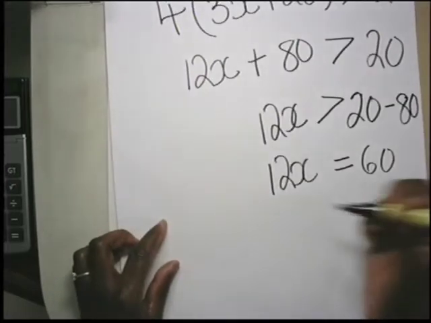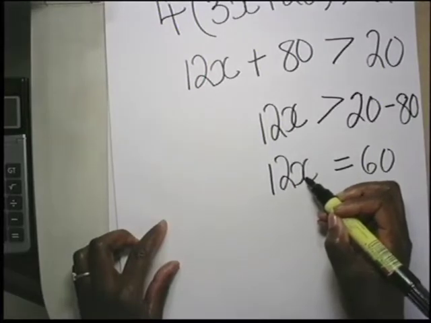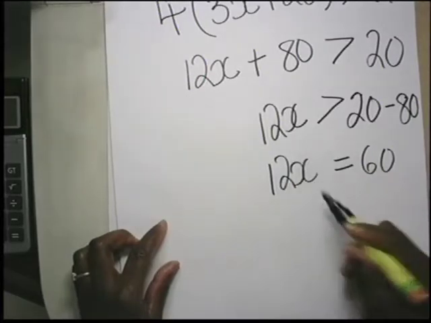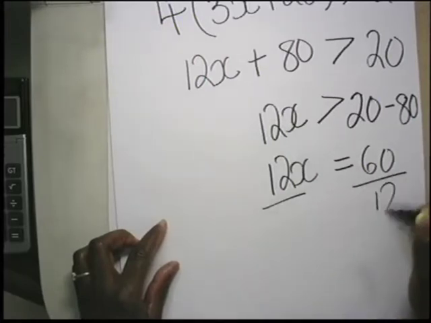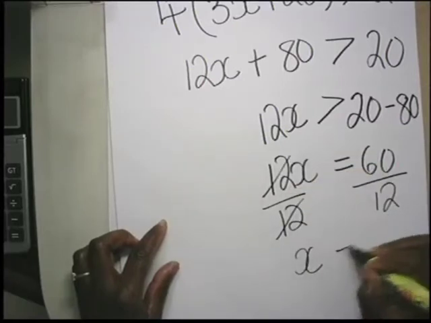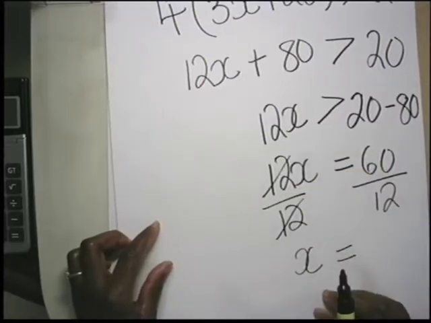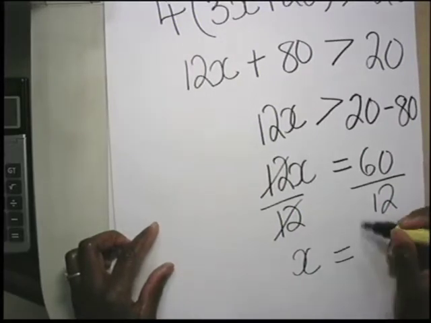All right. And then we want x. Remember it says solve for x. To solve for x, we have to find the value of x. So here we divide. You can divide both sides by 12 then. These two cancel out. x is greater than 60 divided by 12. It will give us 60 by 12. Is it?